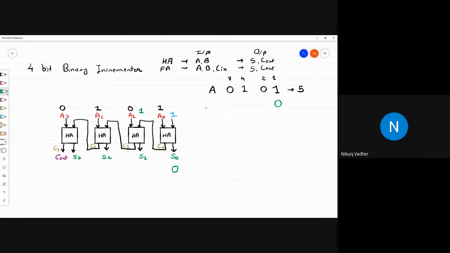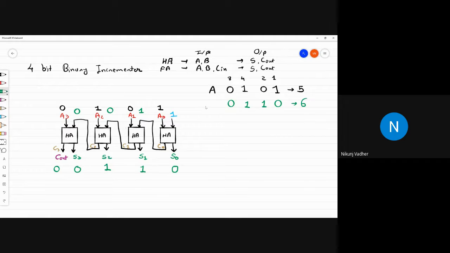0 plus 1, what will be the answer? 1, and carry will be 0. 1 plus 0, answer will be 1 and carry will be 0. 0 plus 0, answer will be 0, and C out will be 0. So if we convert this into decimal, 2 plus 4, 6. So 5 will be incremented to 6.